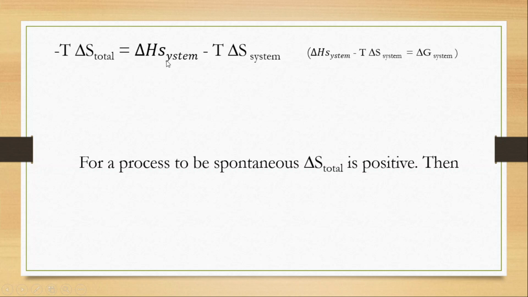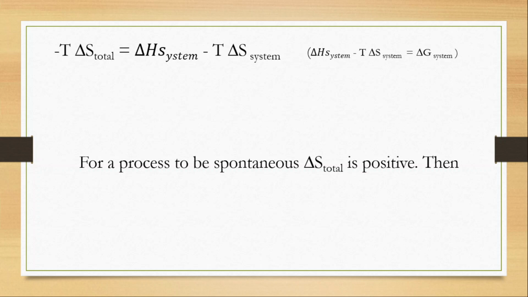So delta H system we have taken, we have shifted, a slight arrangement we have done. So minus T delta S total is equals to delta H system minus T delta S system. So delta H system minus T delta S system can be written as delta G. So that is our Gibbs free energy equation. Delta G is equals to delta H minus T delta S.